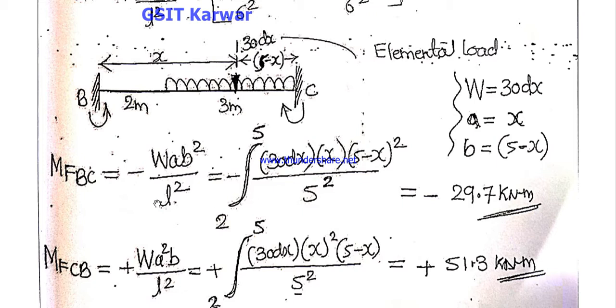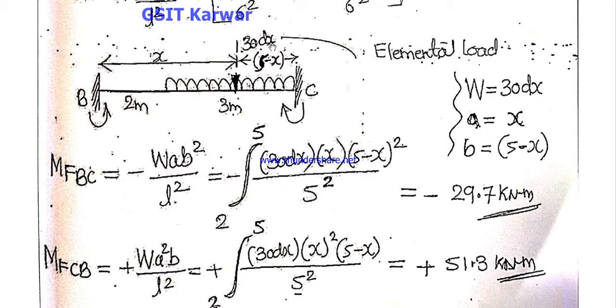Okay, the formula is w a b square by l square, but by using limits. Here you can observe from where that UDL load starts. From point B it will start, from 2 meter to 5 meter. So the limit you can consider is 2 to 5. It is clear. Next you can substitute the values.